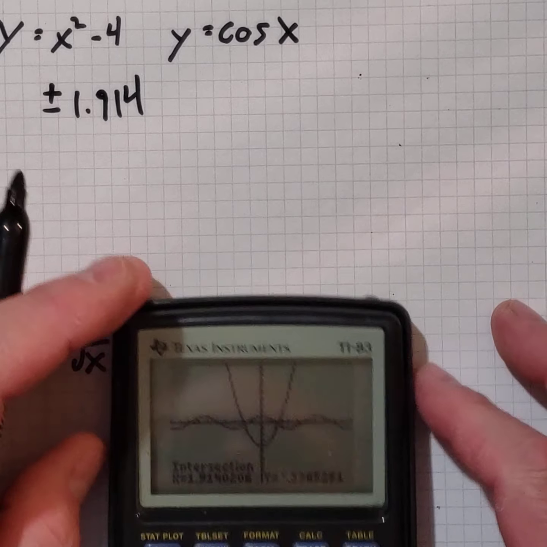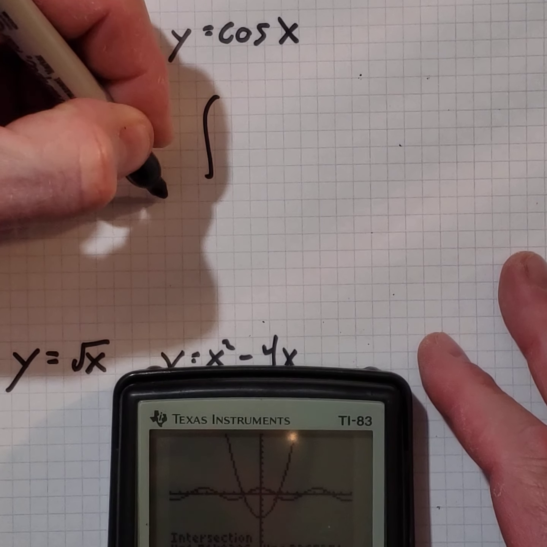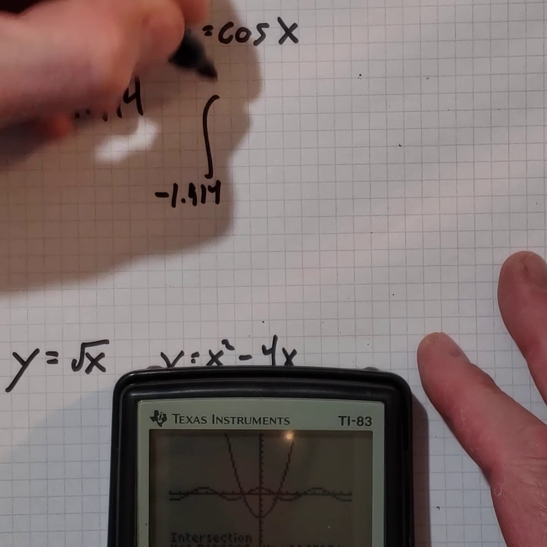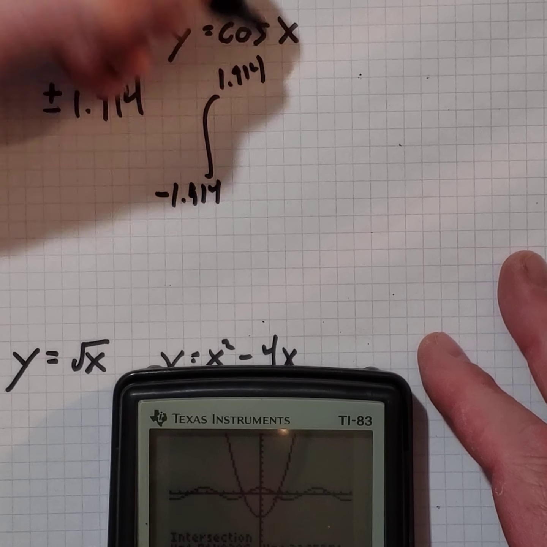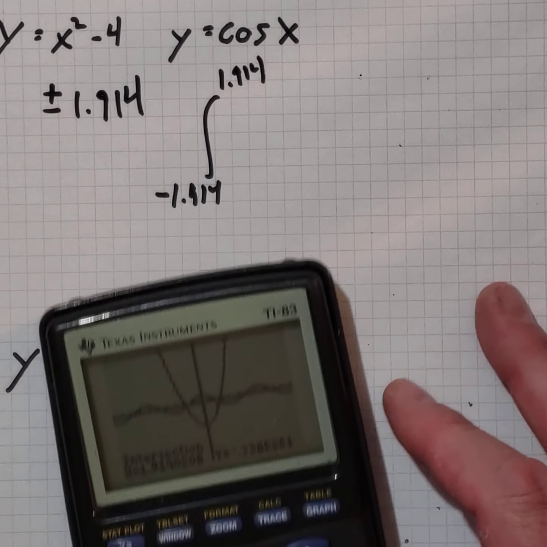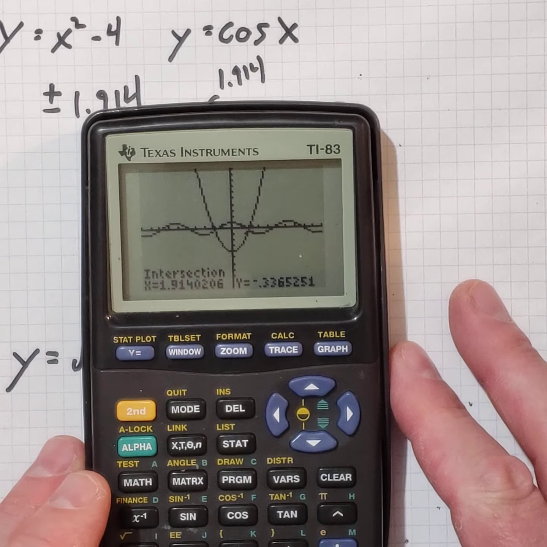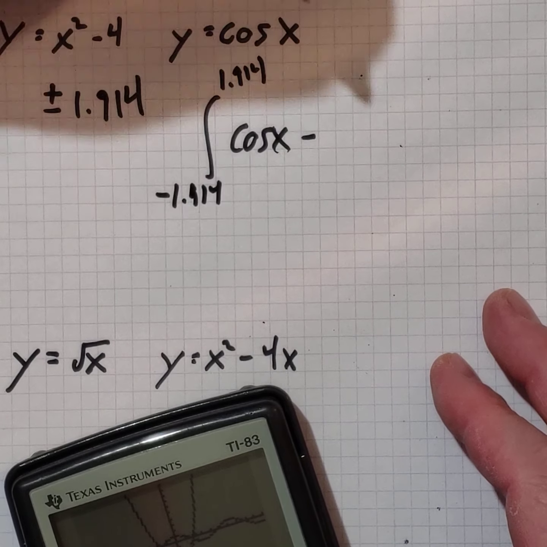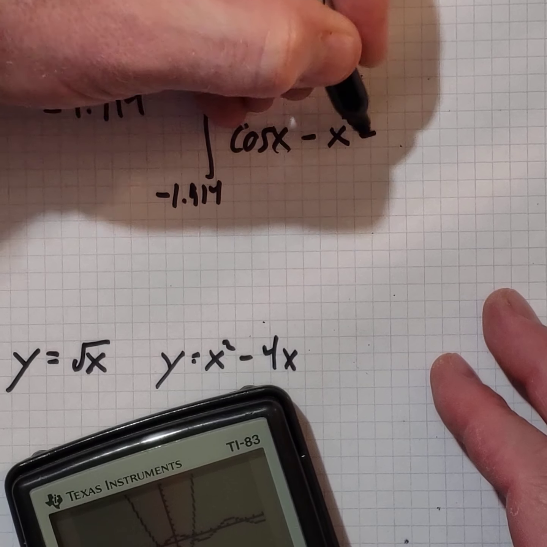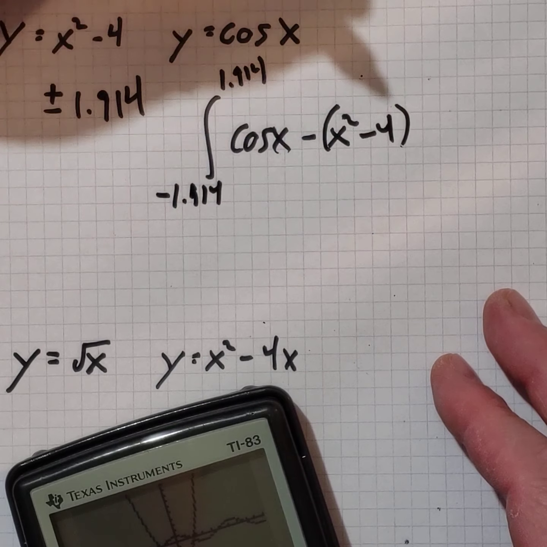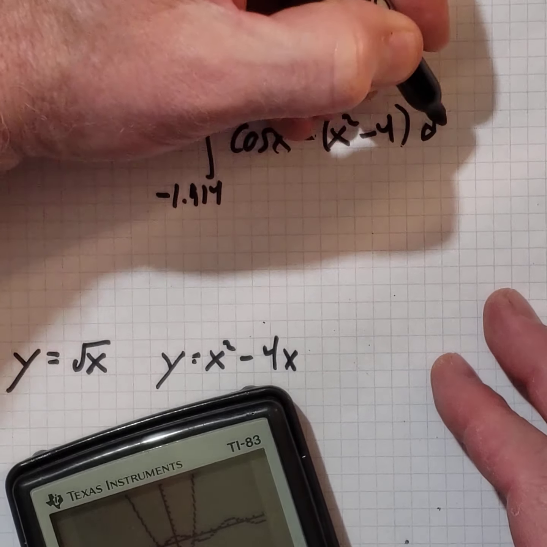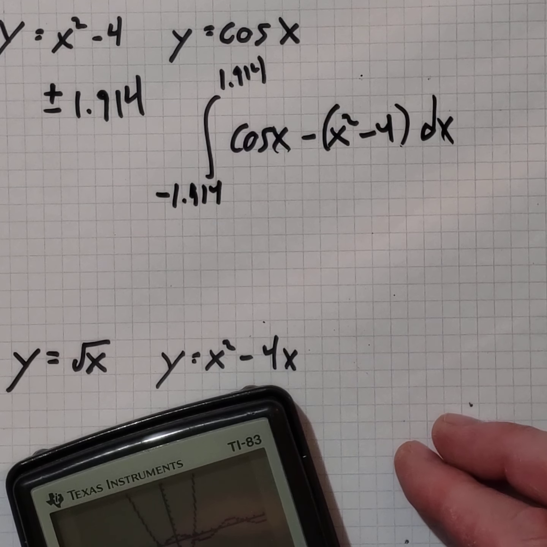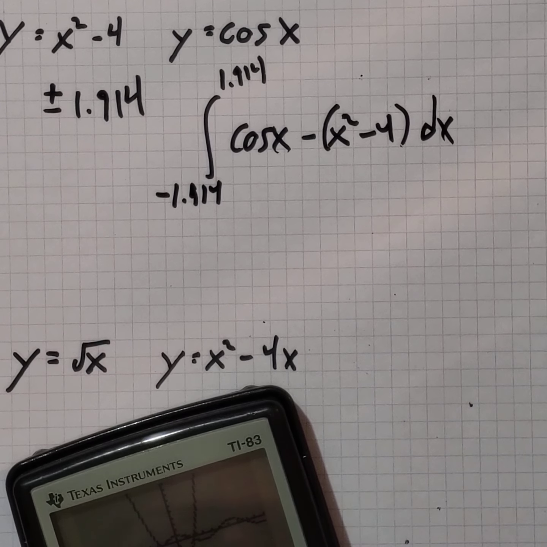So the integral that we're going to set up is going to be the integral from negative 1.914 to positive 1.914 of the top curve, which was the cosine curve, minus the x squared minus 4 curve. Make sure you put parentheses around that or distribute the negative, dx. Okay, that's our setup, and that's pretty simple.